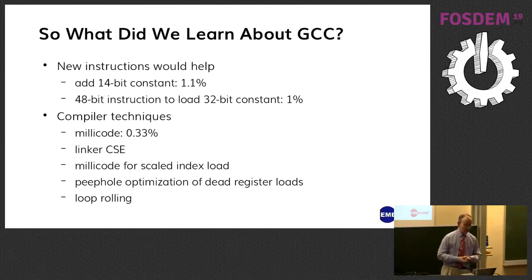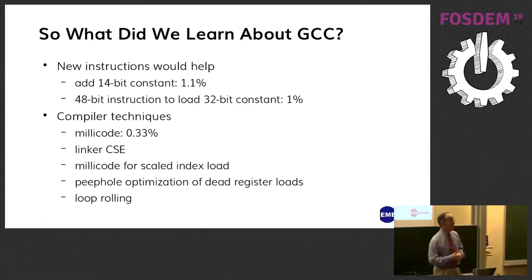But actually, if you had an instruction to add 14-bit constants, you'd take more than 1% off the code size of those benchmarks across the board. If you had an 8-bit instruction to load a 32-bit constant, you'd take another 1% off. And then we can apply compiler techniques, and that's what we can actually do today. The first ones will feed into future discussions about new instruction set extensions.